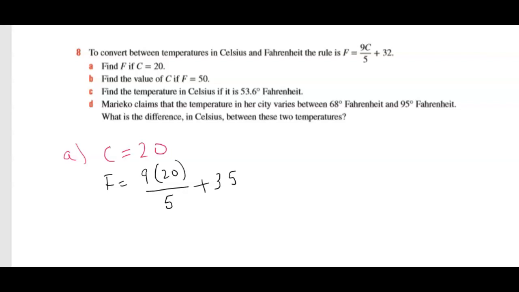Now, you'd probably need to do this on your calculator, but there's many ways you can make this easier for yourself, including doing 20 divided by 5, which is 4, and then 9 times 4. But let's just do this numerator. So 9 times 20 is 180 divided by 5.